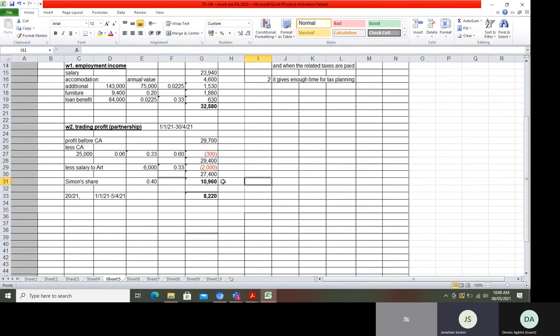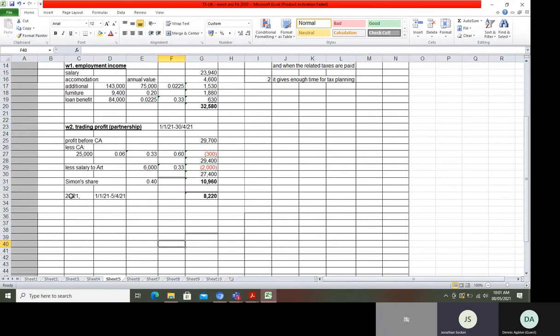So we will be left with 27,400 to share. Now, because we are concerned about Simon, his share is 40% of this profit, and that will give us 10,960. So here what it means is that for Simon, his profit is 10,960, and that profit is from 1st January 2021 up to 30th April 2021, which is 4-month trading period. Since it's the first period of trading, we have to do an assessment, based on assessment, to know how much of profit is assessable in this year, current year.